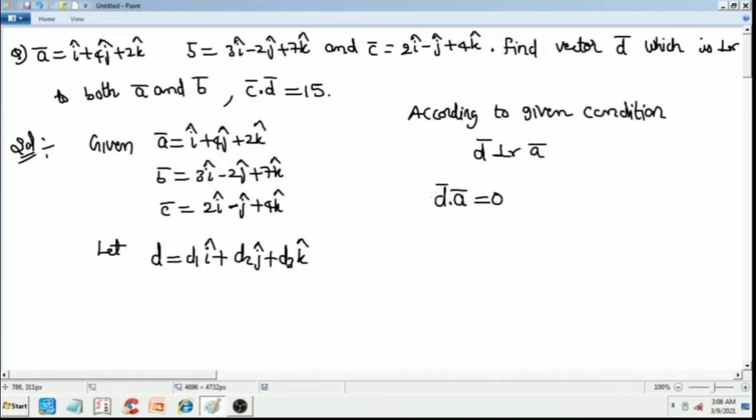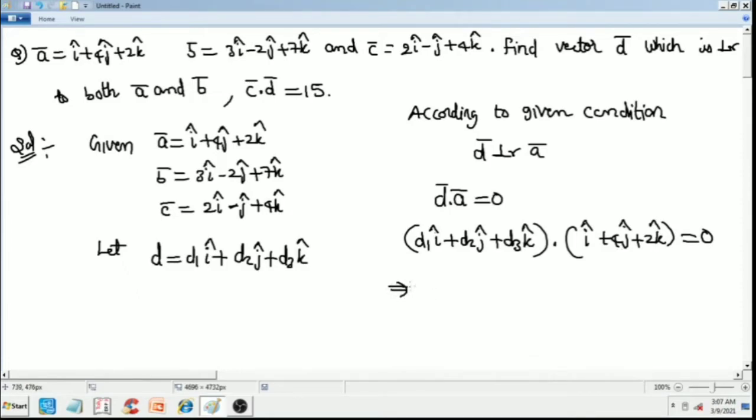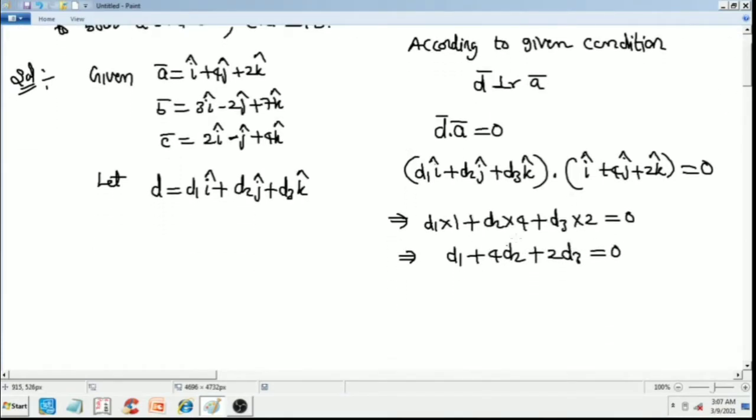So D dot A is given. D is D1 i bar plus D2 j bar plus D3 k bar. The dot product with i plus 4j plus 2k is equal to 0. Now multiply the i coefficient, j coefficient, k coefficient: D1 into 1 plus D2 into 4 plus D3 into 2 is equal to 0. So here D1 plus 4D2 plus 2D3 is equal to 0. We got one equation in D1, D2, D3.